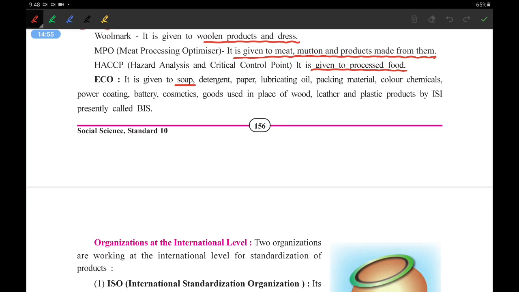It is given to soap, detergent, paper, lubricating oil, packing material, oil, right? Then color chemicals, powder coating, battery, cosmetics, goods used in place of wood, leather and plastic, by ISI, presently called BIS. Ecomark is the mark or the symbol given as a mark of quality. So we'll keep till here in this particular video lecture.